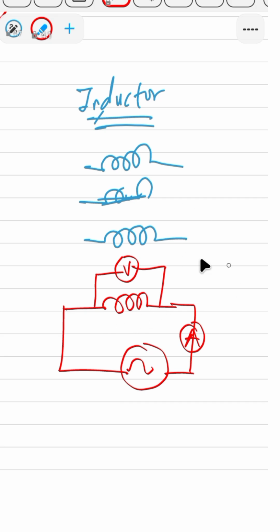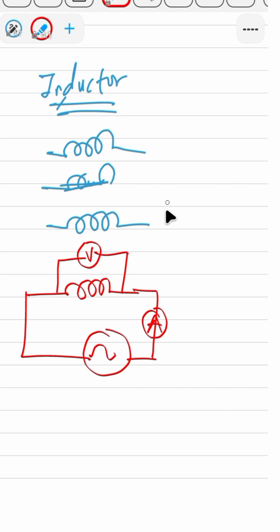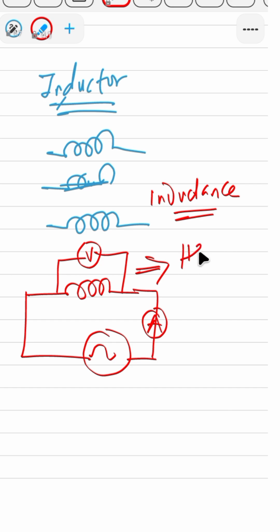And an inductor has something called inductance, just the way a resistor has resistance and a capacitor has capacitance. The unit of inductance is Henry, and the symbol for Henry is H. So this is an inductor connected to an AC source. This is the ammeter measuring the current. This is the voltmeter measuring the voltage. So there's no resistor here right now.